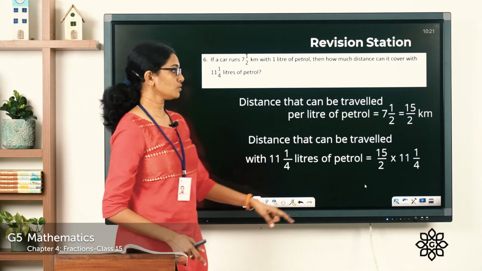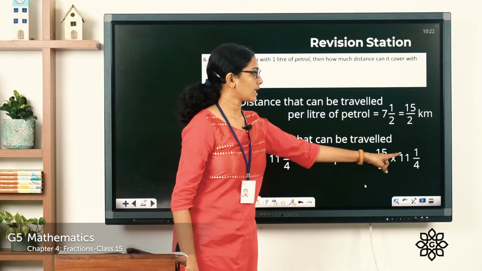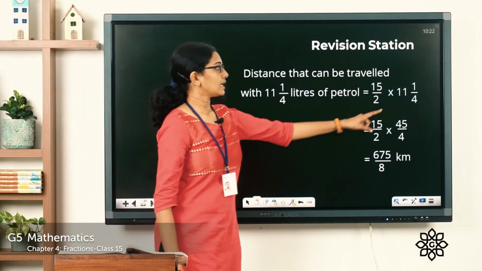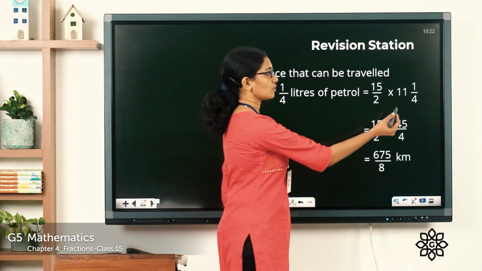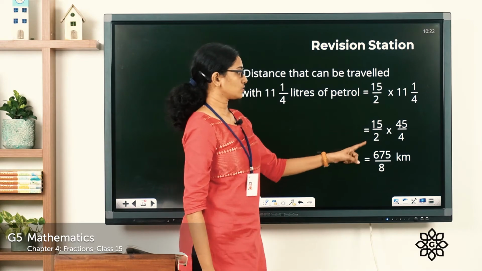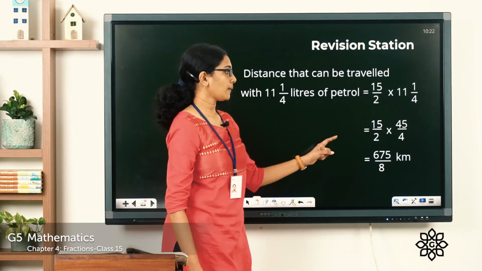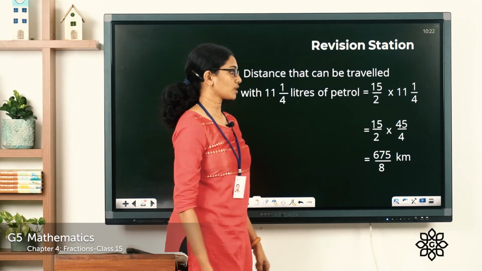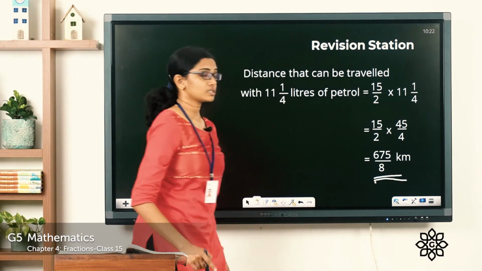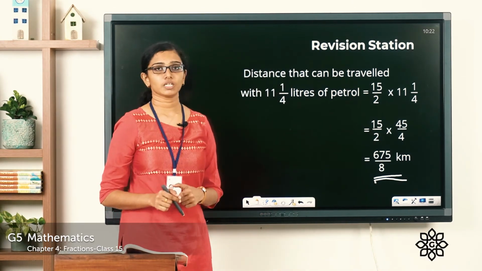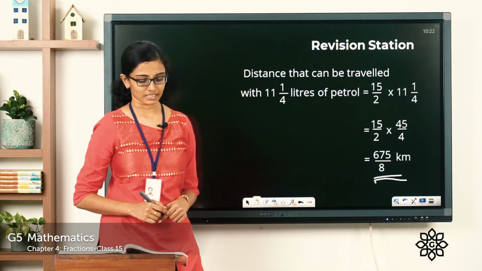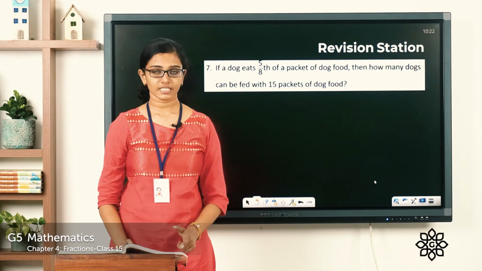So that would be equal to 15 by 2 into 11 1 by 4. Now let's convert the mixed fraction to improper fraction. 11 1 by 4 will be equal to 4 into 11, 44, plus 1, 45 by 4. See? So it becomes 15 into 45 by 2 into 4. What is 15 into 45? It is 675 by 2 into 4, which is 8. So the distance that can be traveled with 11 1 by 4 liters of petrol is equal to 675 by 8 kilometers. Now the seventh question.